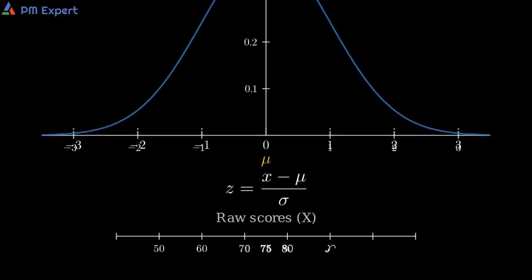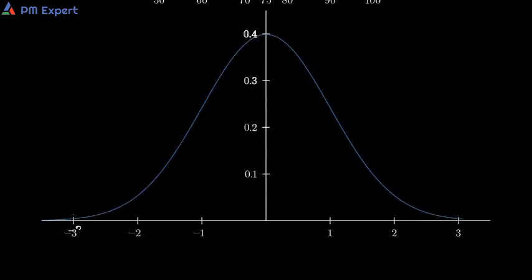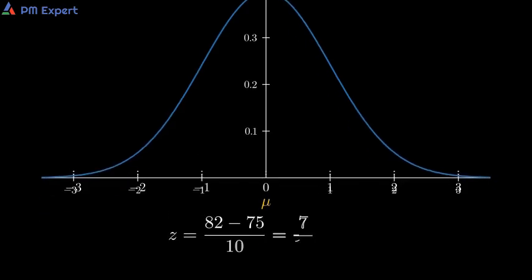Example 1. Suppose the mean is 75, the standard deviation is 10, and your score is 82. First compute the z-score. Z equals 82 minus 75 over 10, which is 0.7. On the bell curve, 0.7 is to the right of center.